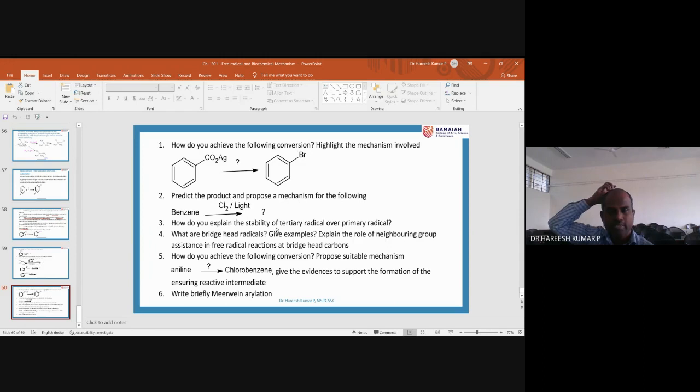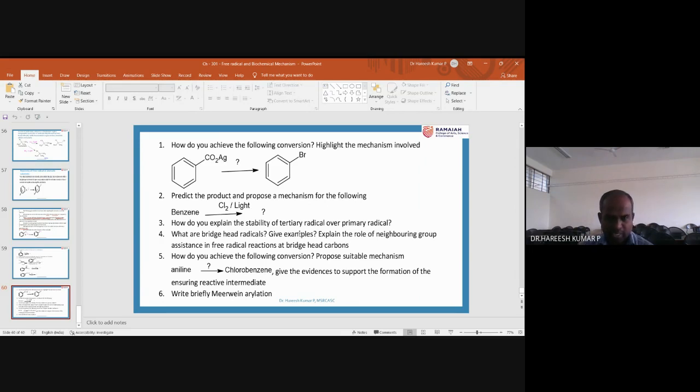How do you explain the stability of tertiary radical over primary radical? It's about the stability. So for tertiary radical and primary radical, you have to discuss the stability of the radical and give the order. Tertiary radical is greater than secondary, secondary is greater than primary. That explanation you have to give.